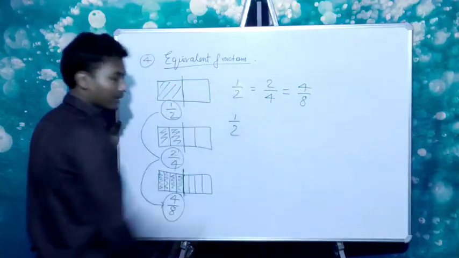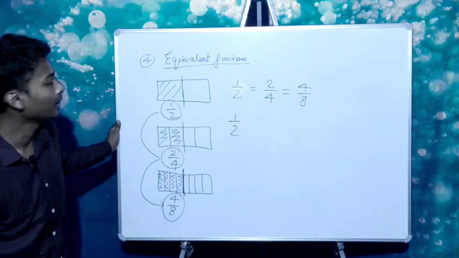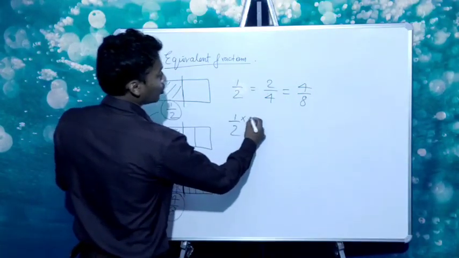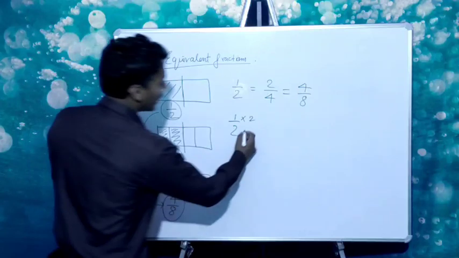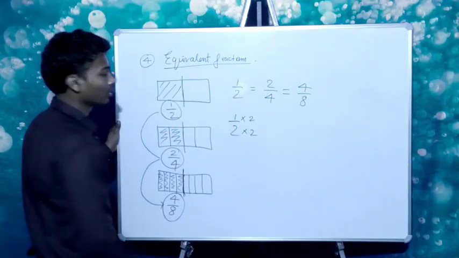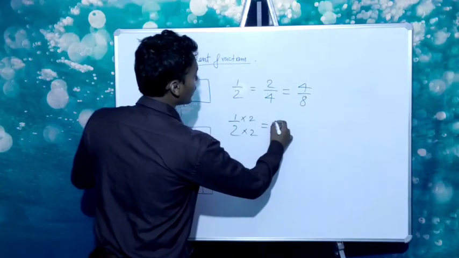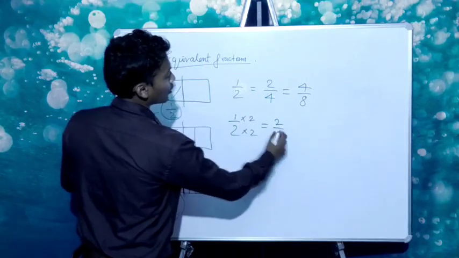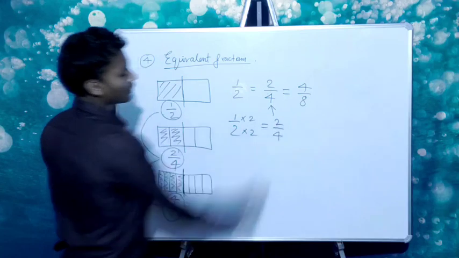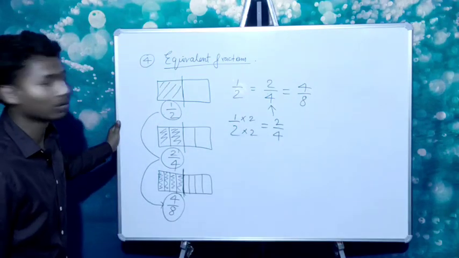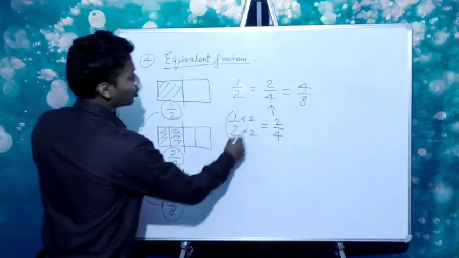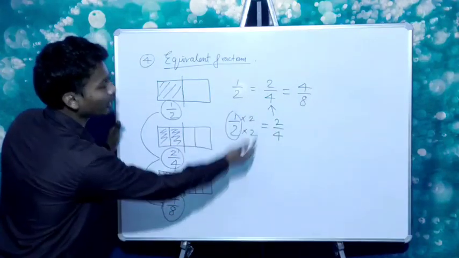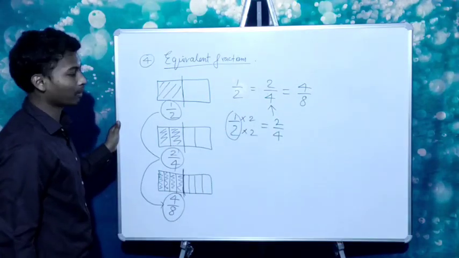Let's take this example, 1/2. If I multiply 2 with the numerator and 2 with the denominator, the result will be 2 1s are 2 and 2 2s are 4, exactly the same as before, right? So 1/2 is converted into 2/4. So 2/4 is an equivalent fraction of 1/2.